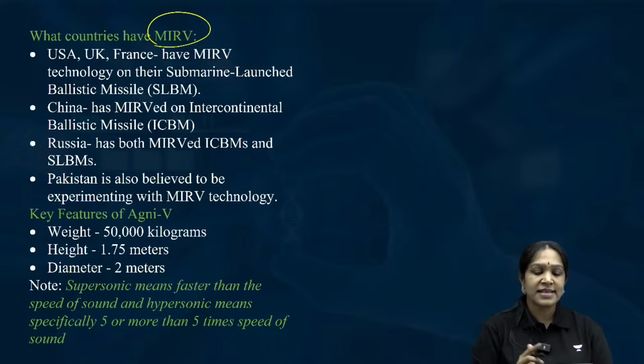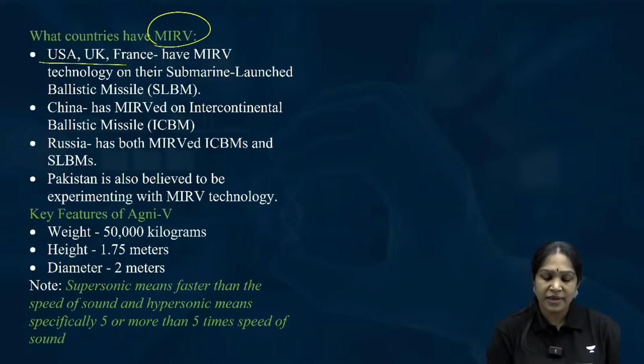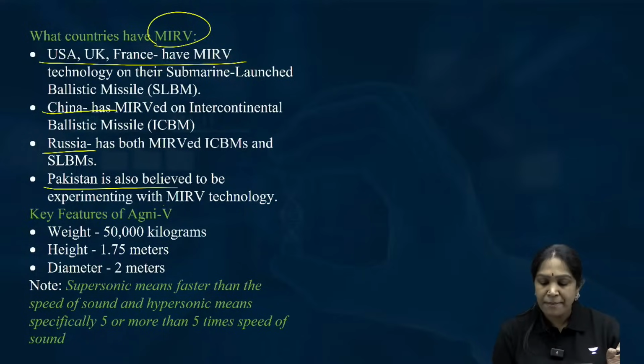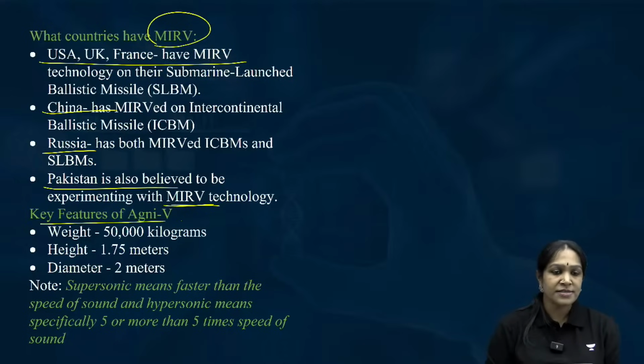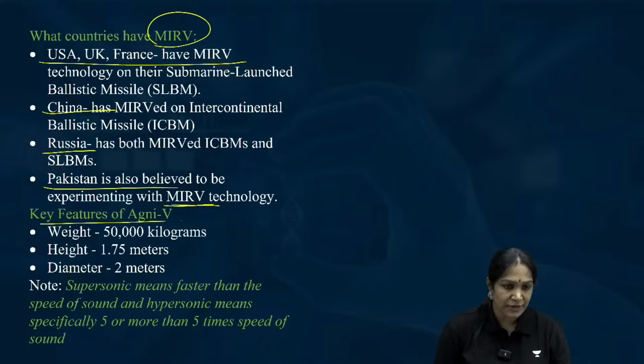Then what other countries have it? Is it clear? USA, UK, France, China, Russia, Pakistan, they all have MIRV technology. Is it clear? These are some key features of Agni 5. You can go through that.